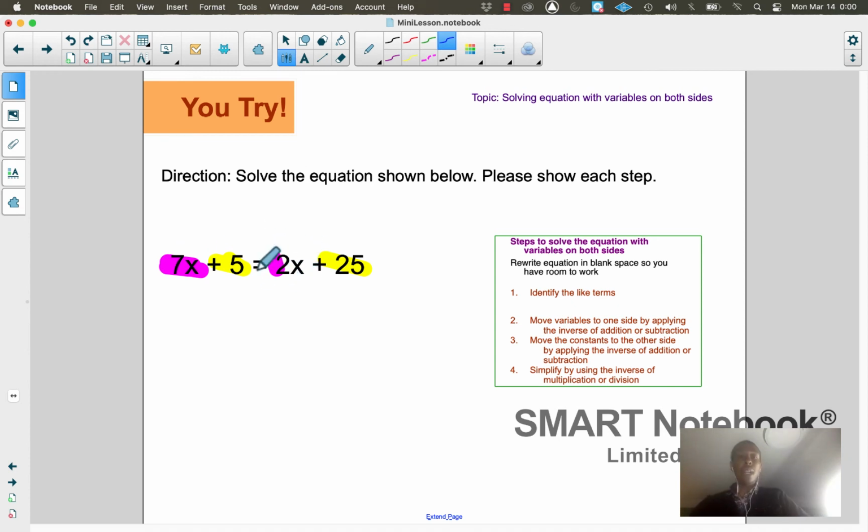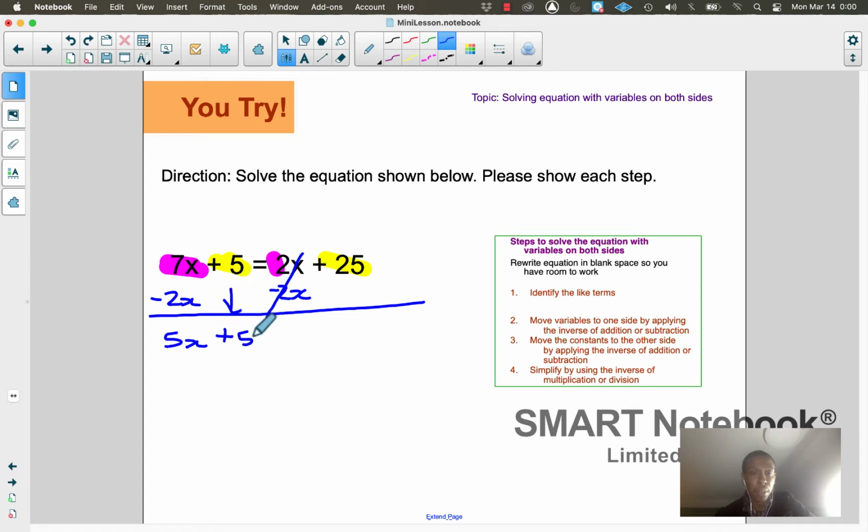Very good. We apply the inverse of addition, right? So we're going to subtract 2x on both sides of the equation. Very good. Okay. Draw a line through 2x minus 2x. Now 7x minus 2x, 5x, right? Bring down, what do we have remaining? Plus 5. Don't forget the equal sign. Bring down what we have left, 25. Very good. So now move on to the next step.